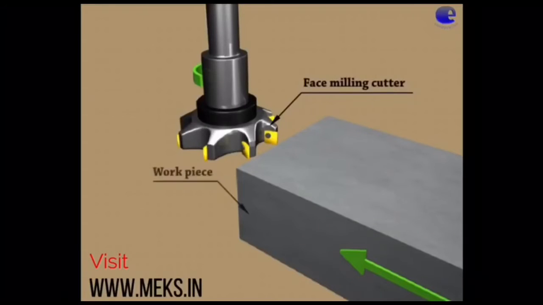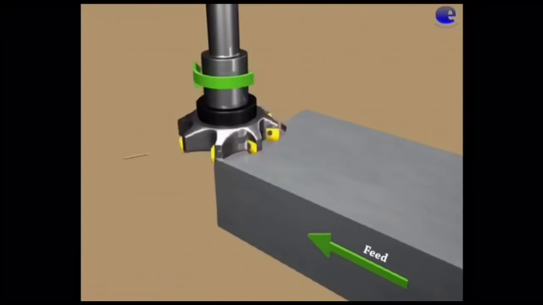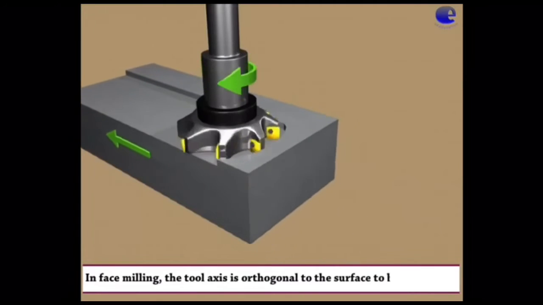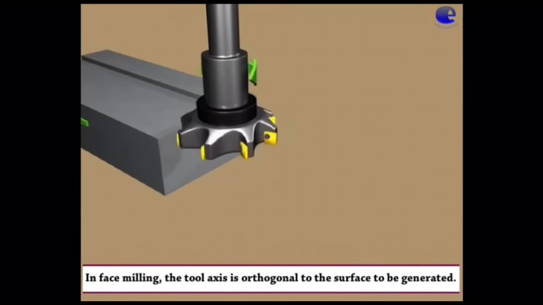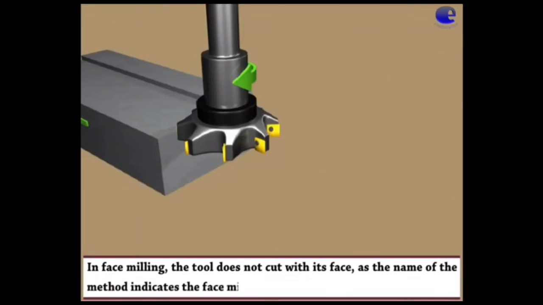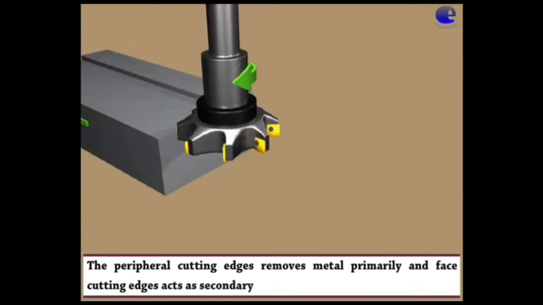In face milling also, the tool axis is orthogonal to the surface to be generated. After that, the tool doesn't cut with its face, which is, as the name of the method indicates, face milling. And as you can see in the video, the peripheral cutting edges primarily remove the metal, and face cutting edges act as secondary cutting edges.